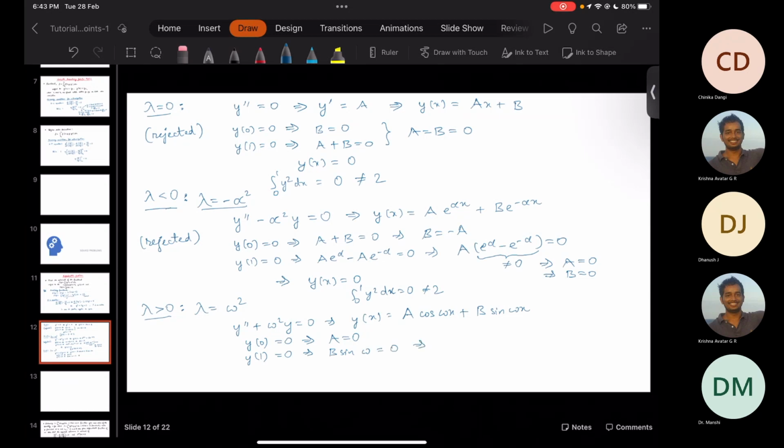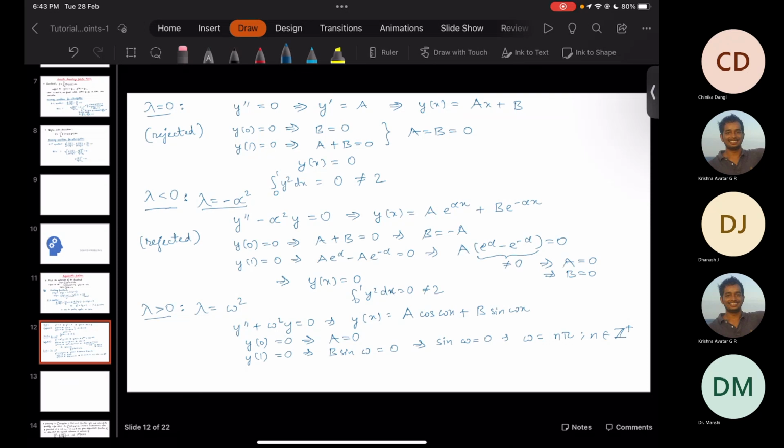Since b cannot be 0, because then it will result in the same trivial value for y of x, we'll take the second possibility, which is sine omega is equal to 0, and this omega becomes nothing but n pi, where n is an element of integers. You can have either a set of, say, something like positive integers.